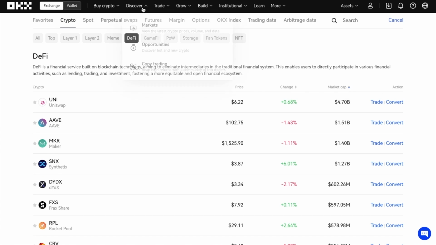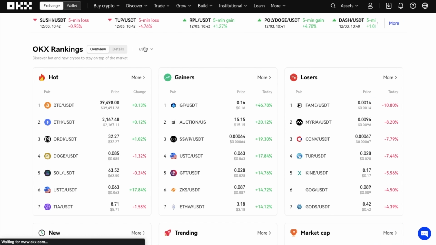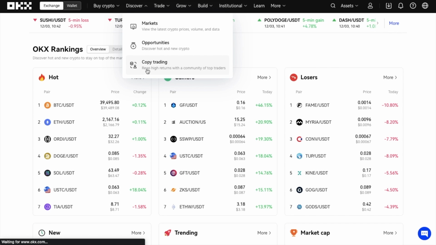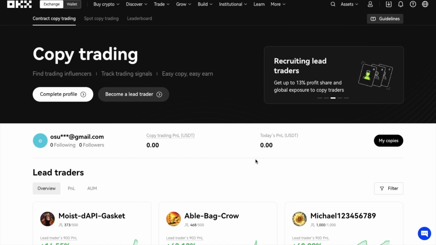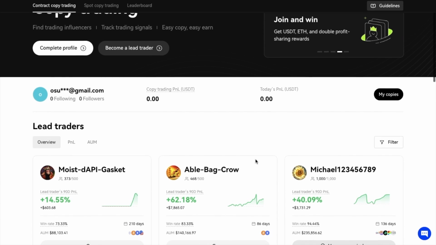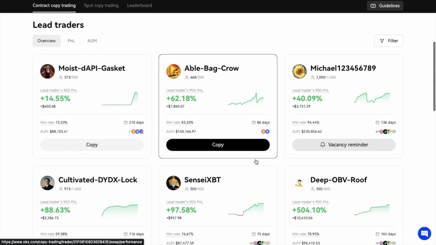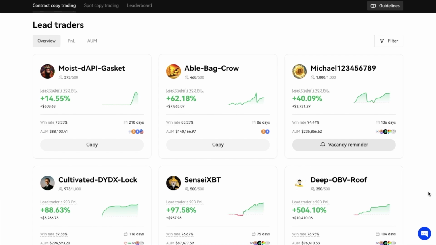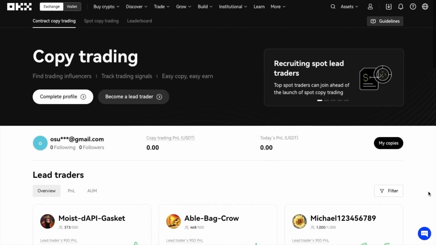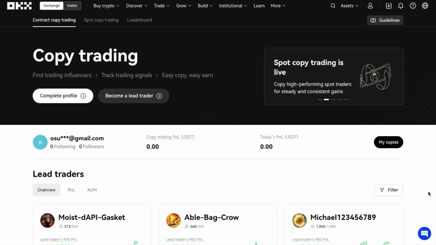Under Discover, you'll also find Opportunities, and this lists any hot trading pairs, which is essentially what people are trading from and to. It also shows some gainers, losers, new tokens, trending, and by market cap. And you'll also see that there's an option for copy trading under Discover too. Now this isn't something we're going to be covering today, but it's a way that you can mimic traders' movements and trades. This does really need its own tutorial, and it's slightly off topic for this beginner's guide to trading on OKX. So let's choose Trade from the top of the screen now.